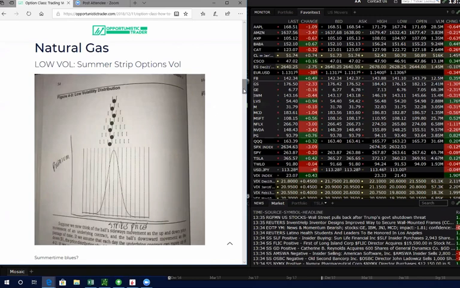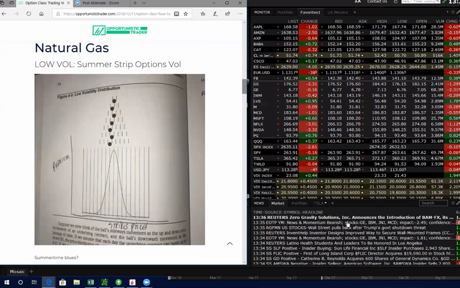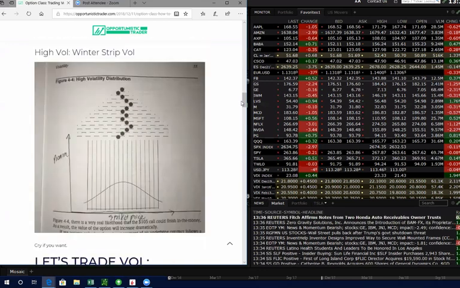So in your low volatility environment, you see the external factors dropping balls in, and that would be your, say, summer strip in natural gas, summertime blues, I would call that. In the wintertime, or in a high volatility environment, you see things like this, where the distribution flattens and spreads out at a higher volatility.